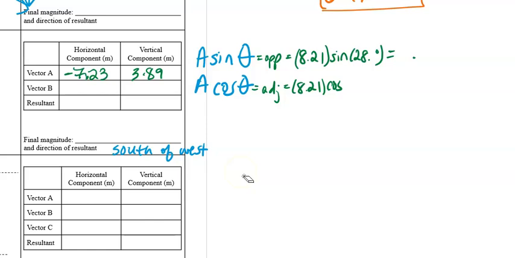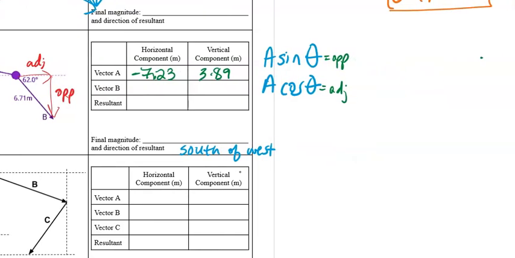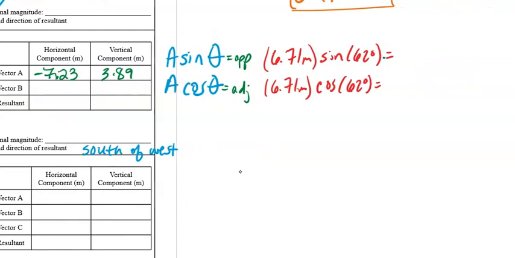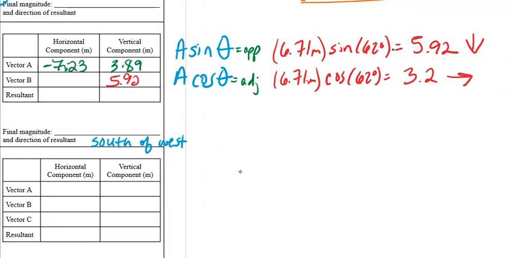And then I'm going to add some arrows so that I can know which number is going to get a negative. Anything to the left is going to get a negative. That's why it's a negative 7.23. Now I'm going to focus on vector B. Notice that the opposite side was down. So that means that the opposite is going to get a negative value. So that's going to be the 5.92 because it was pointing down.